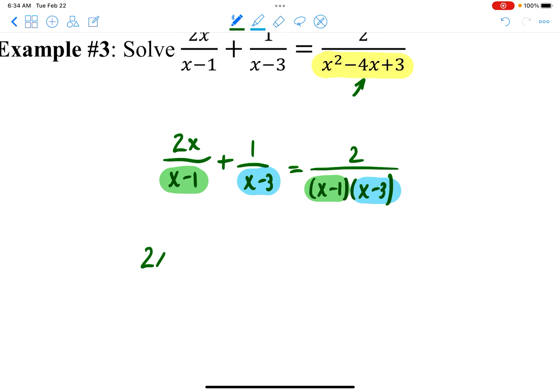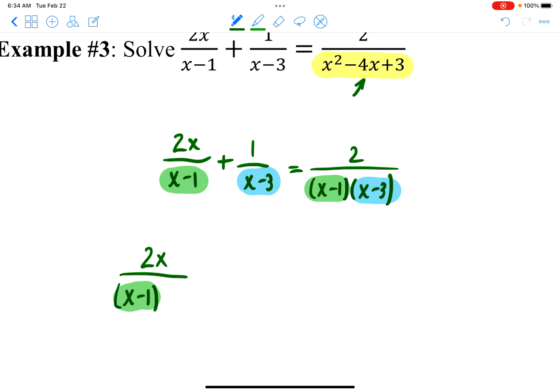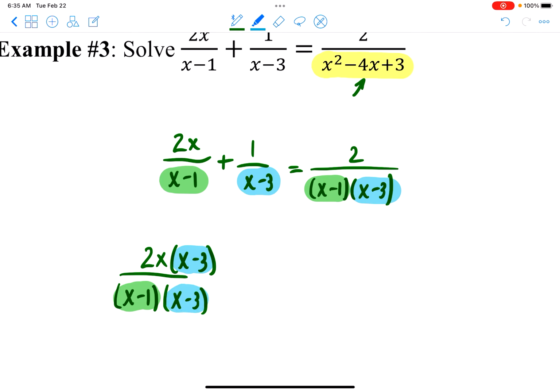On the first fraction, what do we need? What does the first fraction need right now? It has the x minus 1. It needs the x minus 3. So what we're going to do here is tack on the x minus 3. Make sure you do this in parentheses, okay? So we are going to tack on the blue x minus 3 there. Okay? So that's the first fraction. The second fraction already has the x minus 3. What does the second fraction need? The second fraction needs the x minus 1 there. Okay, so we're going to multiply by x minus 1 on the bottom and on the top.